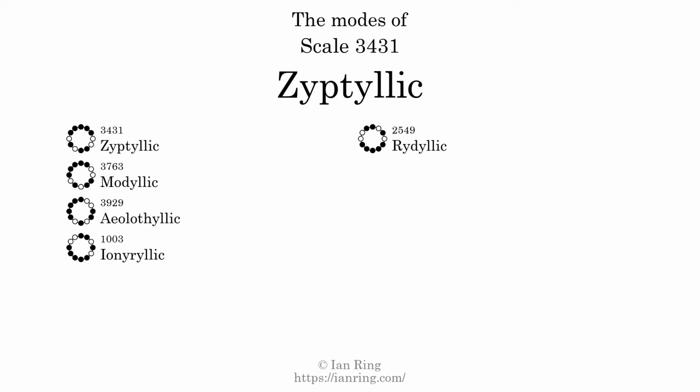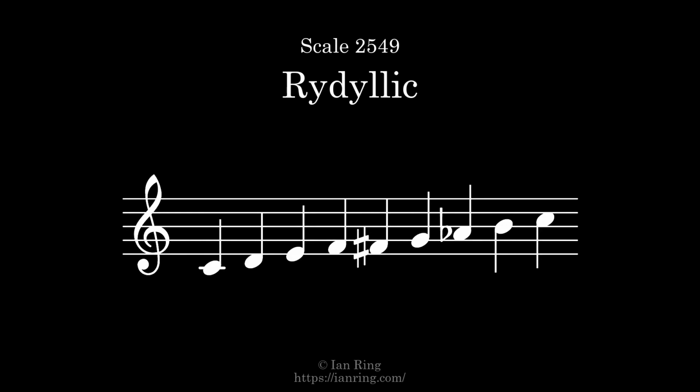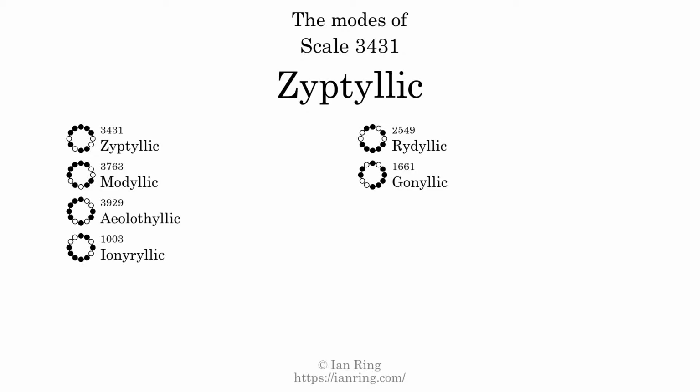The fifth mode is scale 2549, also known as Zyptyllic. It sounds like this. The sixth mode is scale 1661, also known as Zyptyllic. It sounds like this.